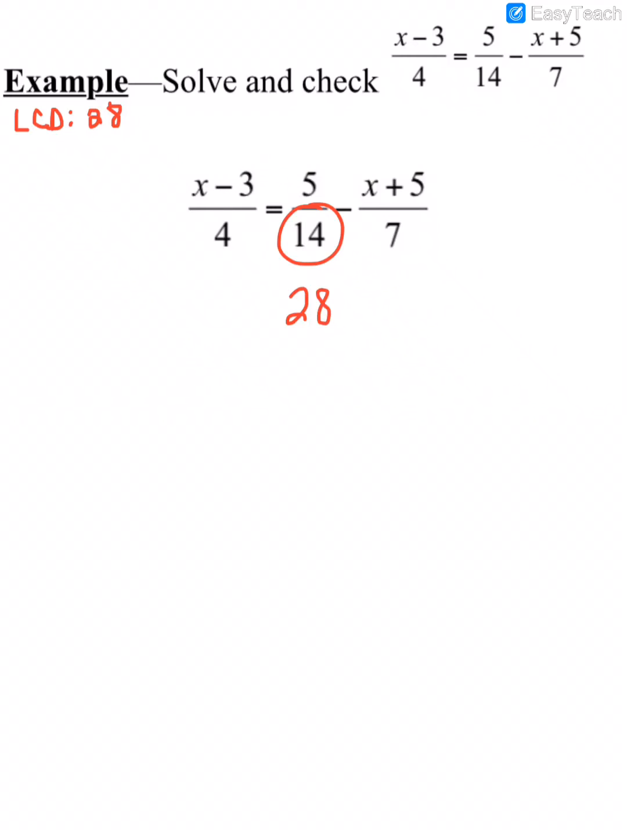Then we look at the other two denominators. 7 can divide into 28, and 4 can also divide into 28. So we know that 28 is the least common denominator. If the other terms couldn't go into 28, then we would need to triple it. We need to multiply 14 times 3, and then see if the other two terms would go into it. Whatever the smallest number is that all of the denominators can divide into, that would be the least common denominator.